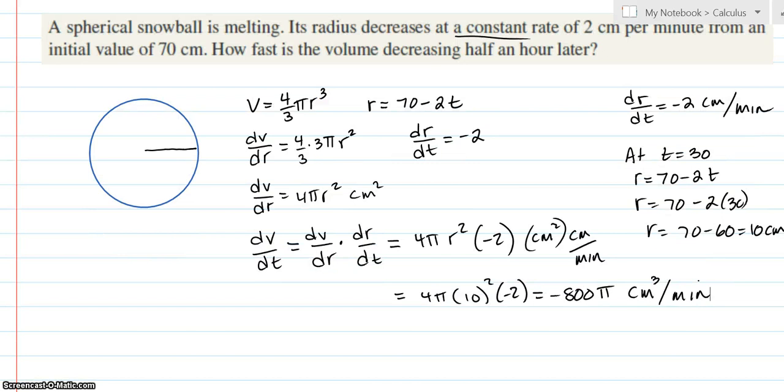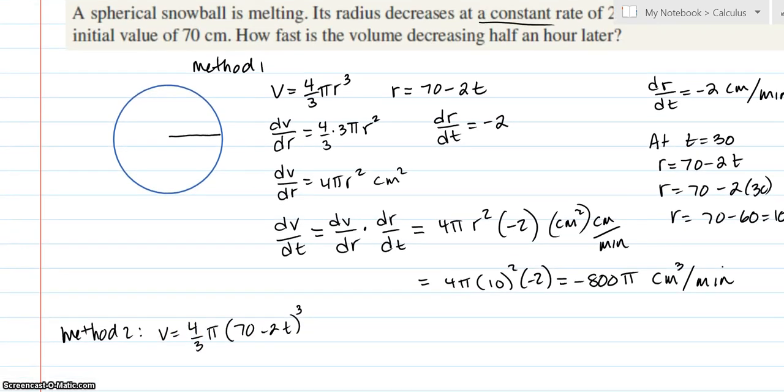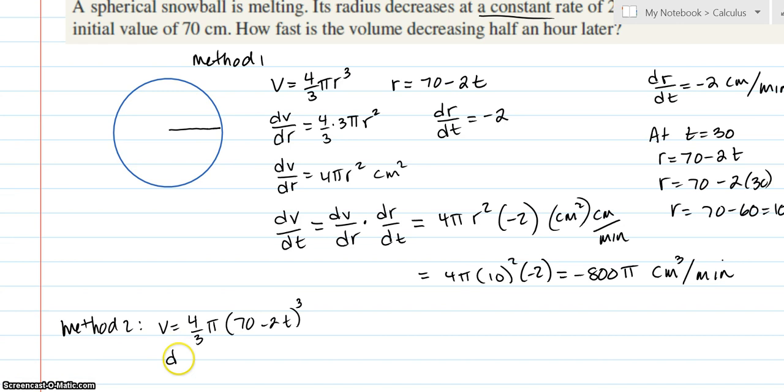For this problem, you actually wouldn't need to use the chain rule, but most of the time they do not give you this other formula, because you could have done this by, let's call this method 2. We could have done this by plugging in the r right into that formula, because that's r cubed, which is 70 minus 2t cubed. And then we wouldn't have that extra variable to deal with.